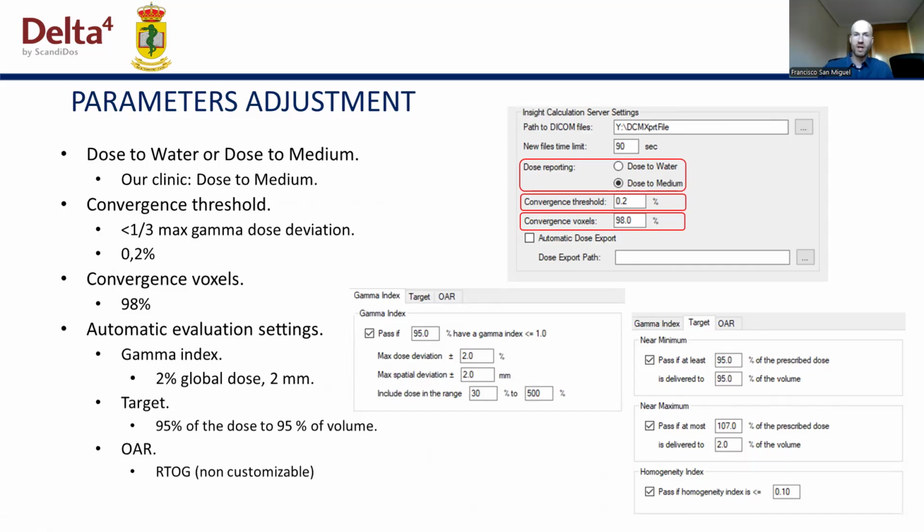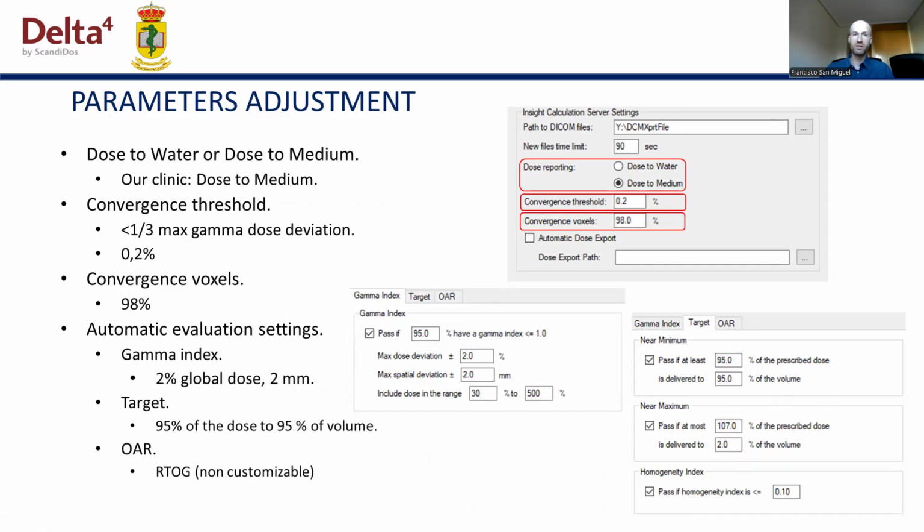In addition to the gamma criterion, we also define the criteria we want to be met for the target. We can specify the percentage of the volume that should receive at least a minimum dose, as well as the allowed percentage of the maximum dose. Additionally, we can also define the homogeneity index.